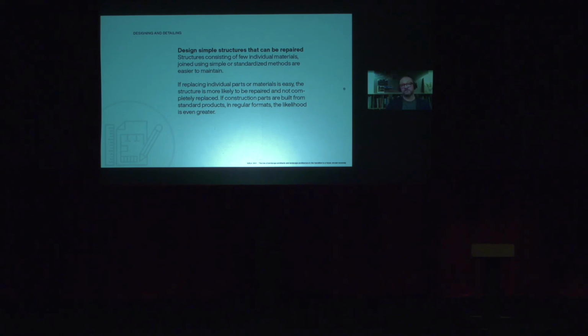We should design simple structures that can be repaired. If we design structures using as few materials as possible, joining them using simple or standardized methods, it's easier to maintain. And it's more likely that the structure will be repaired and not completely replaced. Also, if we build from standardized products in standard or regular formats, the likelihood of this happening is even greater.